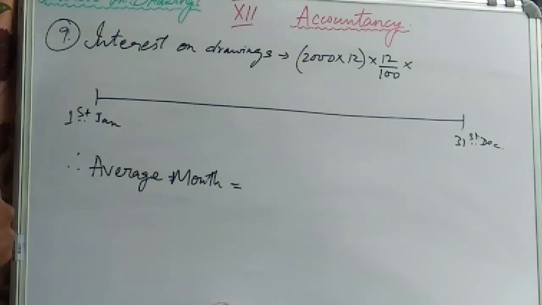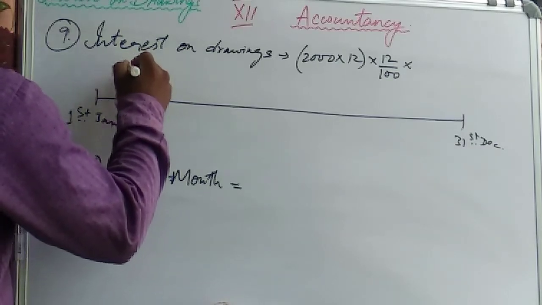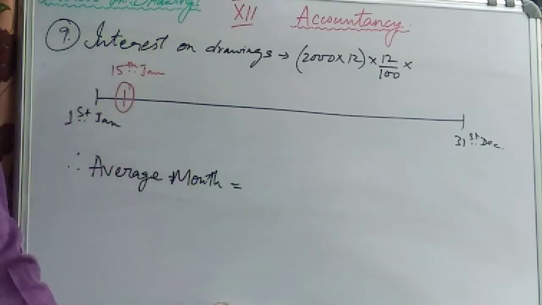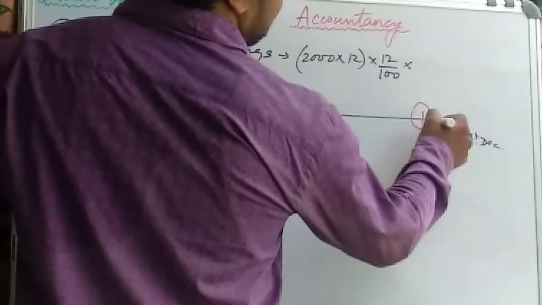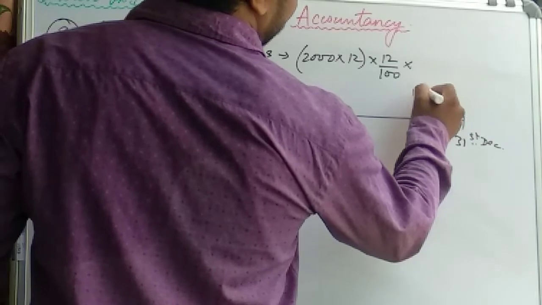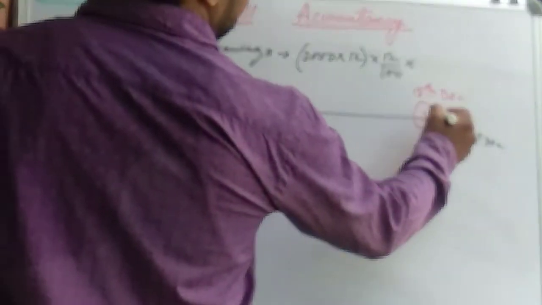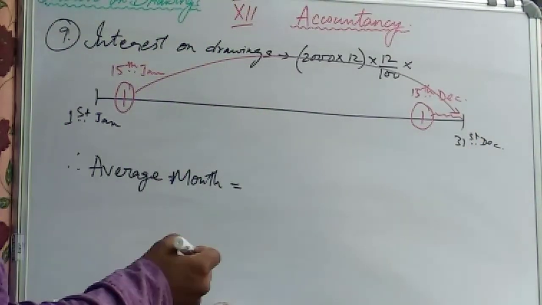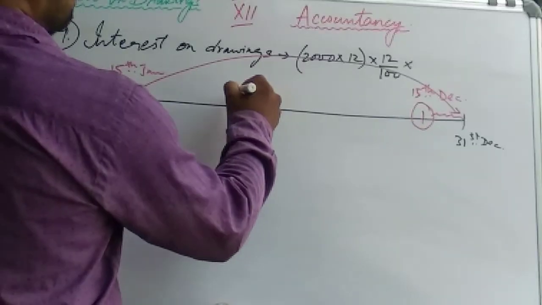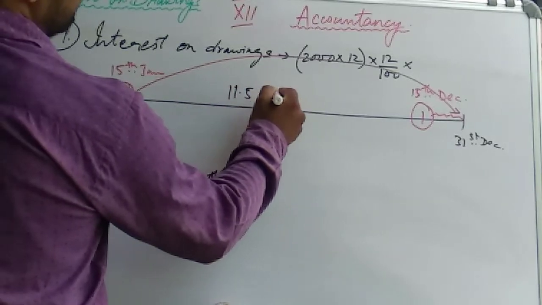According to the question, they have said the partners are withdrawing in the middle of the month. For example, 15 Jan. Okay, it's the middle of the month, and similarly, the last drawing will be on 15 December. So what is the time span left here? From 15th January it is 11 months and a half month, so that is 11.5 months.